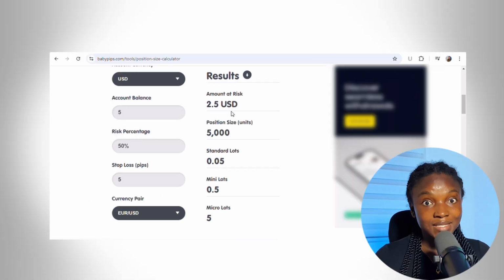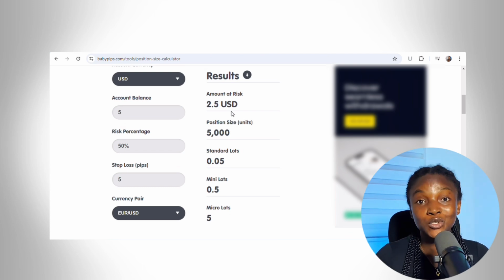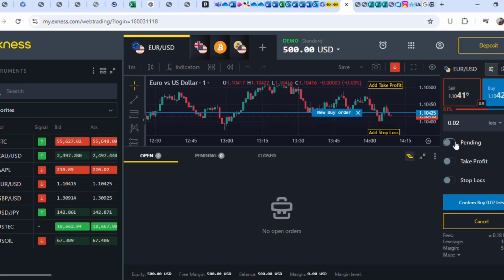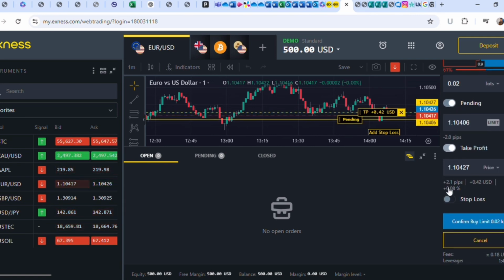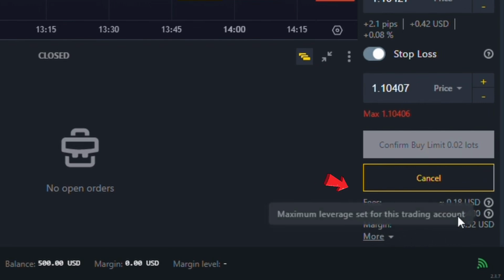Now, after the lot size calculator tells you the lot size you can trade with your account balance, the next thing you want to do is to check if your broker allows you to trade that lot size. You should also know that Forex brokers like Exness have lot size calculators inbuilt in their order entry module. So once you put in the volume of lots you want to trade, for example, let's say 0.01 lot, it automatically tells you your initial margin required.